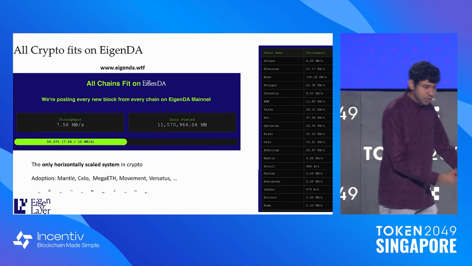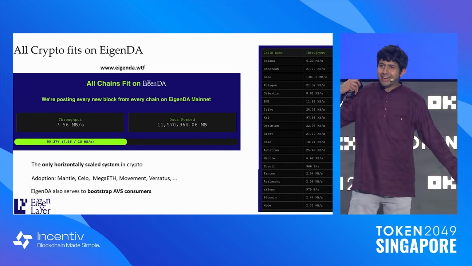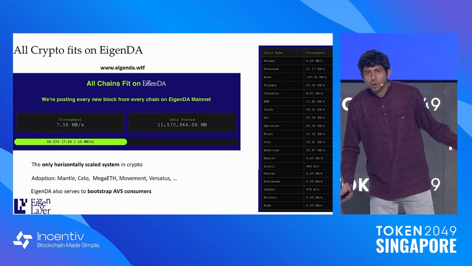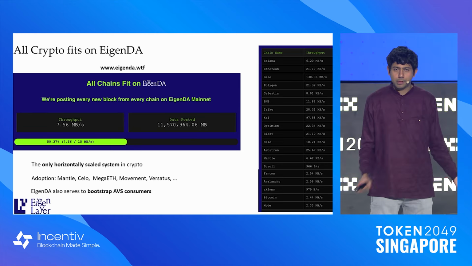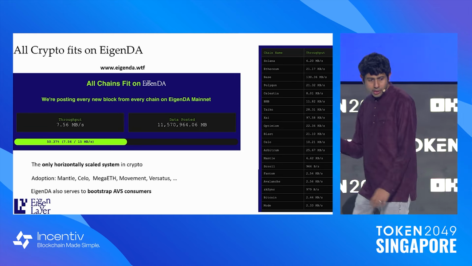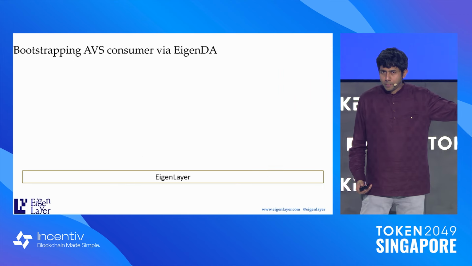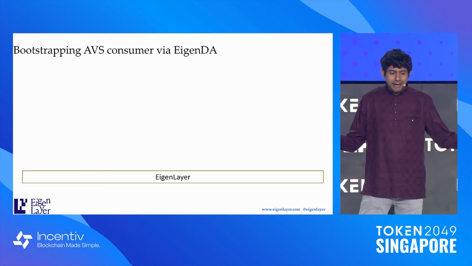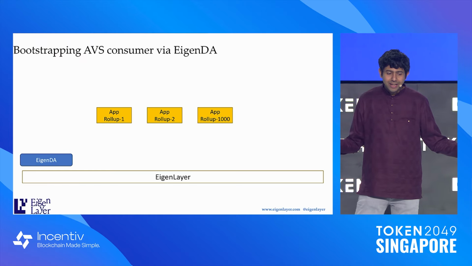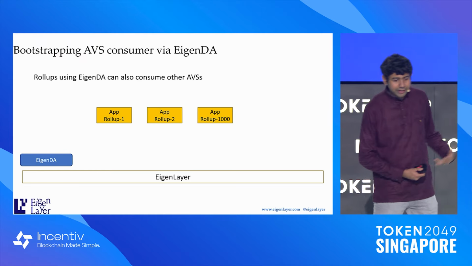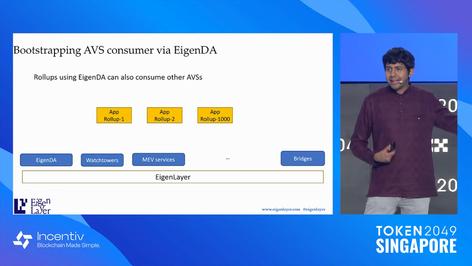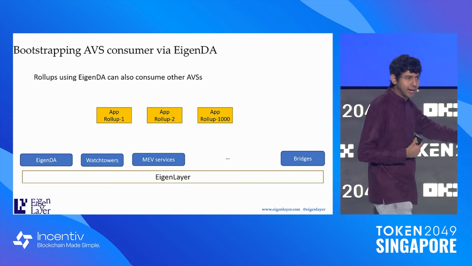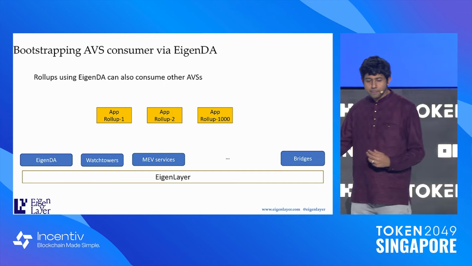We have many partners which are adopting it, both chains like Celo, which was an L1 and wants to come to Ethereum and use EigenDA, but also new projects like MegaETH that want to build hyperscale rollups on EigenDA. So EigenDA serves another purpose for the EigenLayer ecosystem, which is to bootstrap consumers. Imagine there are many app rollups using EigenDA. Then it's very easy for them to integrate other EigenLayer services and consume other AVSs. So there's a cross-network effect between EigenDA and AVSs.